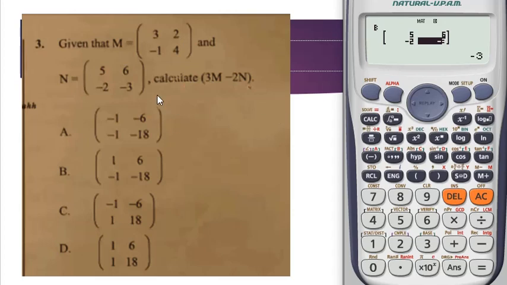Okay, now we have to calculate 3M minus 2N, okay. So all you have to do, again, don't click on the on button, click on AC, okay. Click on AC. Now you have to calculate what?